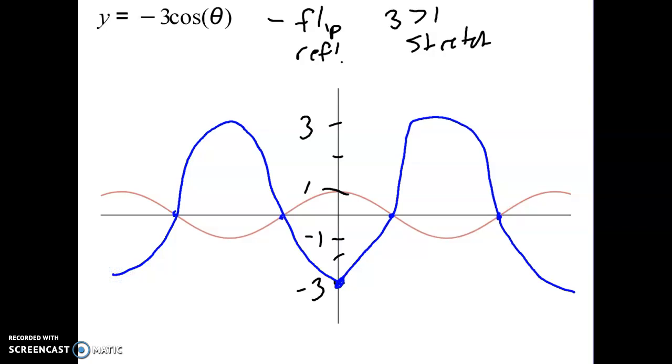So my red graph that was drawn on there by Desmos, that is just regular cosine of theta. My blue graph that I just drew with my finger is -3 cosine theta. It is reflected because of the negative, and it is vertically stretched by a factor of 3.